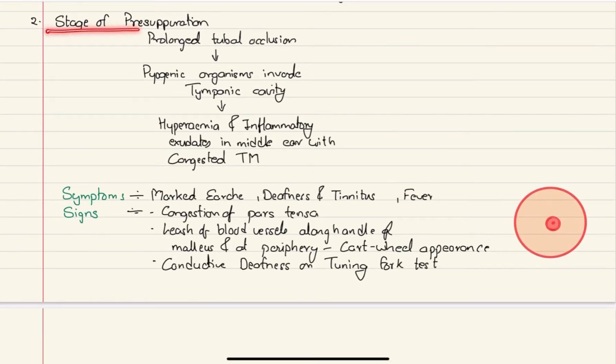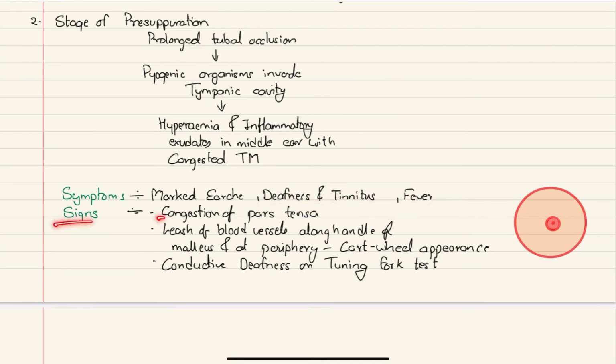Next is the stage of presuppuration. When the tubal occlusion is prolonged, the pyogenic organisms will invade the tympanic cavity. There will be hyperemia and inflammatory exudates in the middle ear cavity with congested tympanic membrane. So when the tympanic membrane is congested, the symptoms will get elevated. So there will be marked earache, the deafness and tinnitus will increase, and there will also be fever.